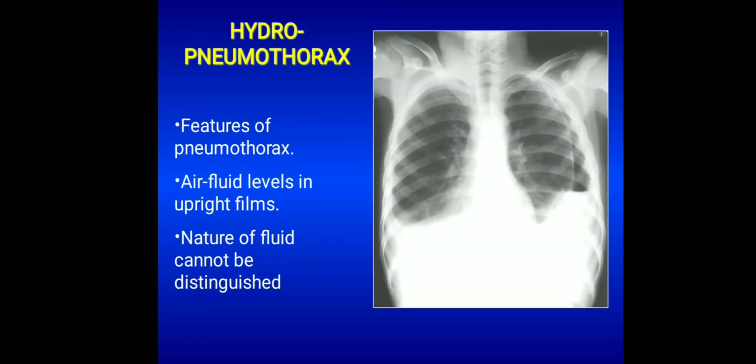So next is hydropneumothorax. Hydropneumothorax is both air and fluid within the pleural cavity. It will have features of pneumothorax, with air fluid levels in upright films. The nature of the fluid cannot be diagnosed and distinguished on chest X-ray except when we do aspiration and send it for lab analysis.